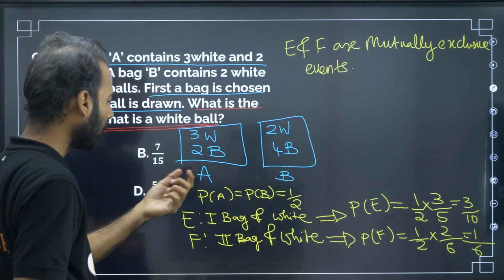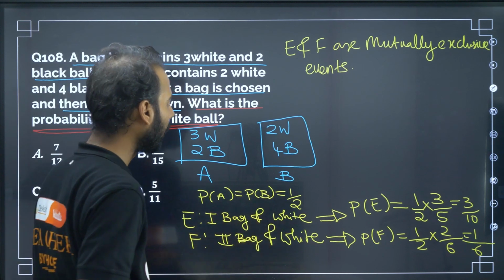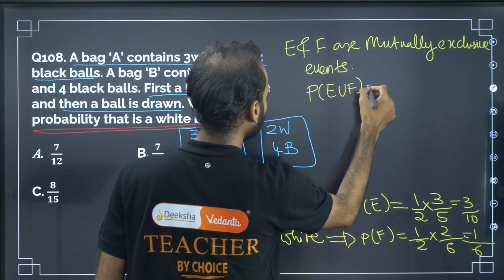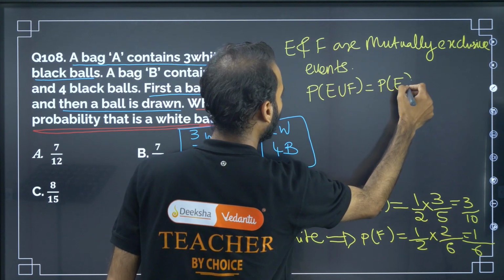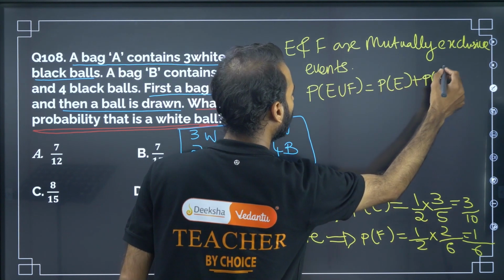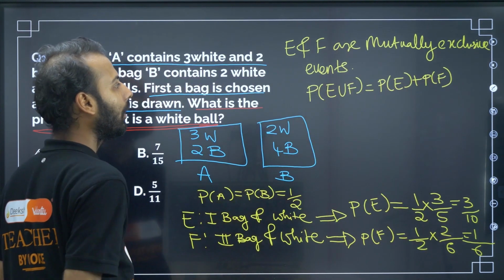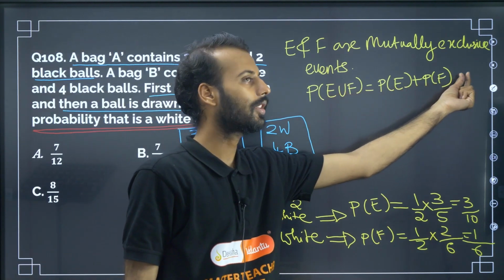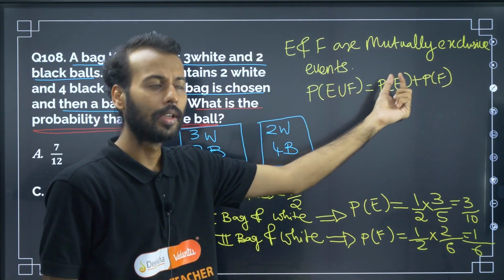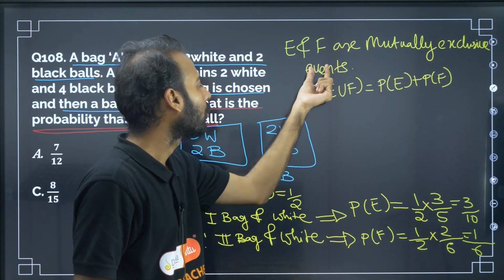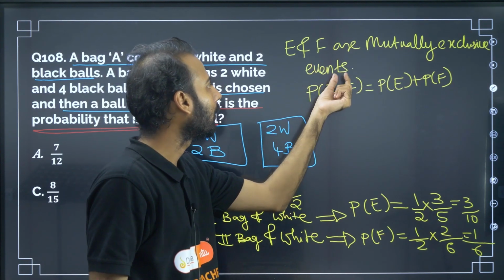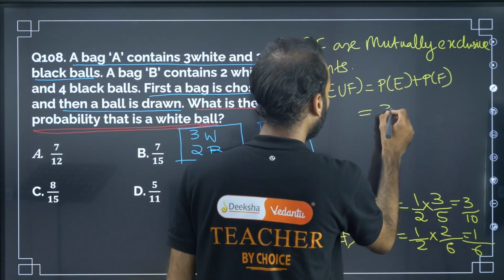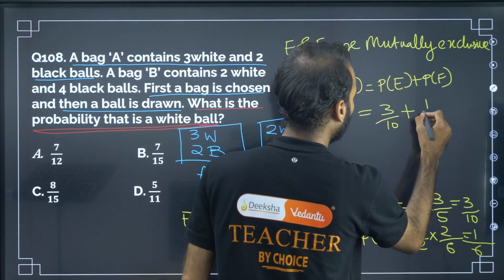Now what are they asking? The probability that it is a white ball. White ball means ultimately they are interested in white ball. Probability of E union F is equal to probability of E plus probability of F minus probability of E intersection F, by the addition theorem of probability. Whenever events are mutually exclusive, probability of E intersection F is 0, so I am not writing that. Probability of E is 3 by 10 plus 1 by 6.